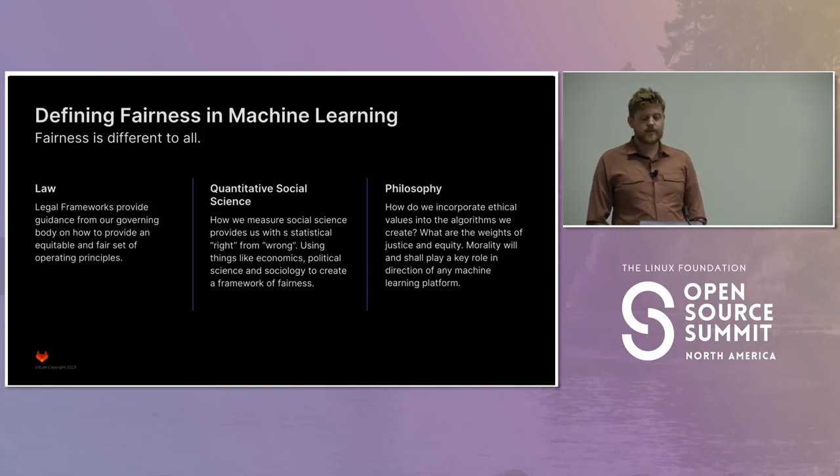So quantitative social science. How we measure social science provides us with statistical right from wrong, using things like economics, political science, and sociology to create a framework of fairness. Philosophy. How do we incorporate ethical values into the algorithms we create? What are the weights of justice and equity? Morality will and shall play a key role in the direction of any machine learning platform.